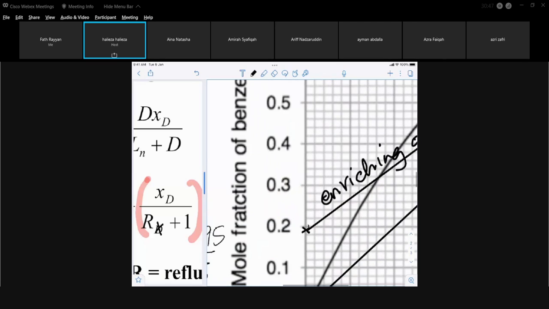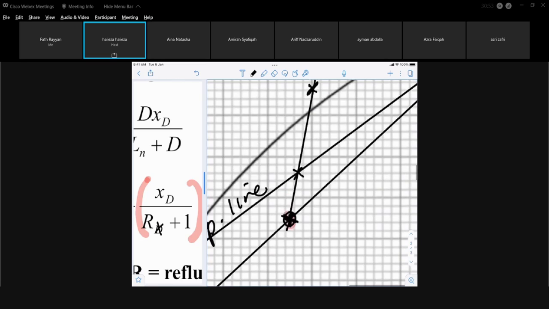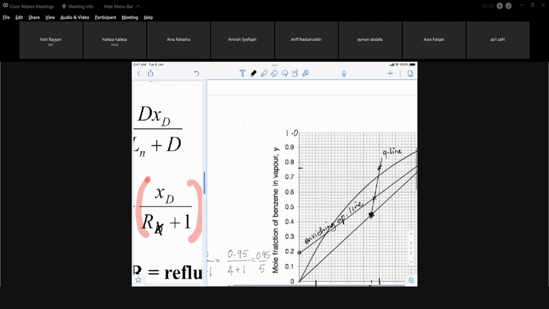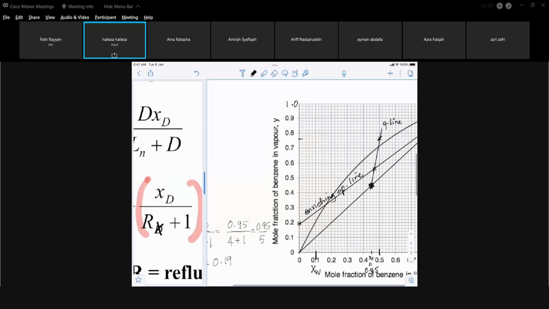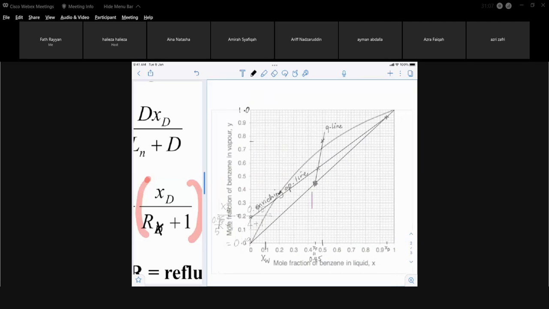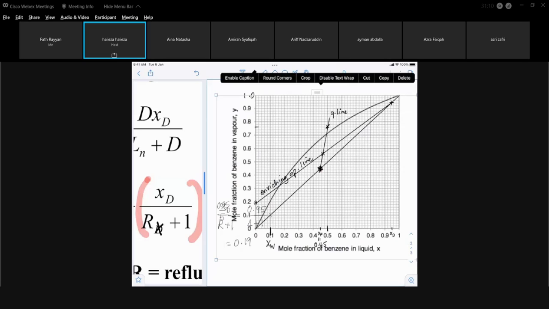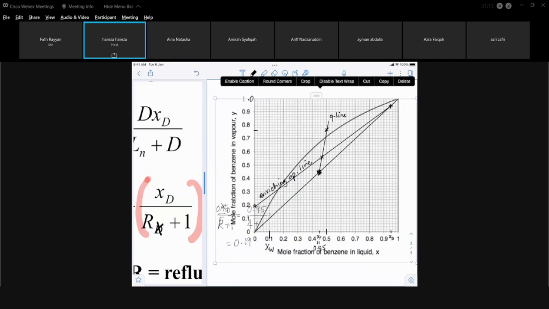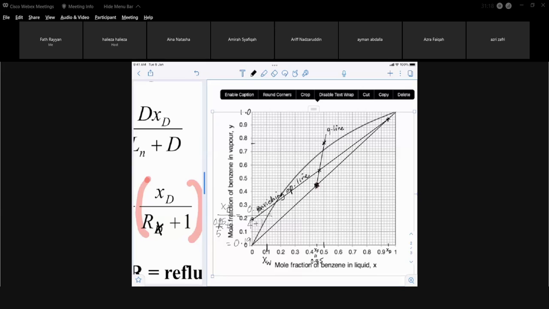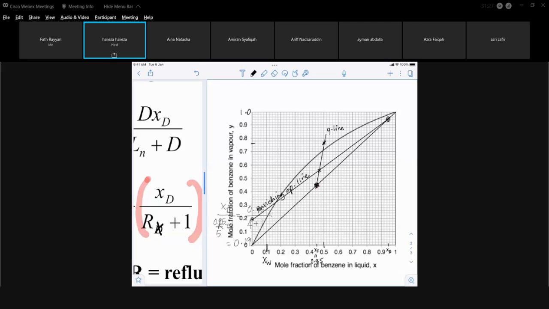So with these two points, one of them is on the y-axis, which is the y-intercept, and the other point is on the 45-degree line. Try to move this side. Okay, there is your value. That is that value on the 45-degree line. So you connect the two points, you will get your enriching operating line.